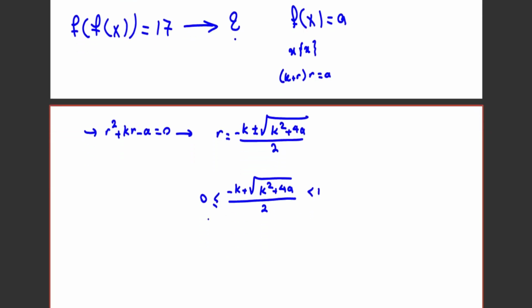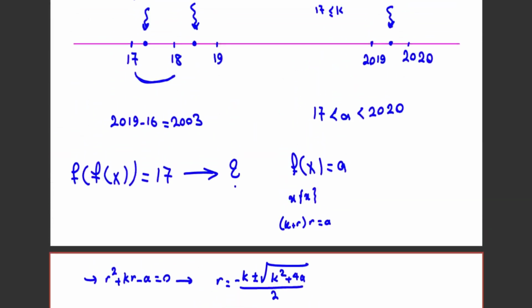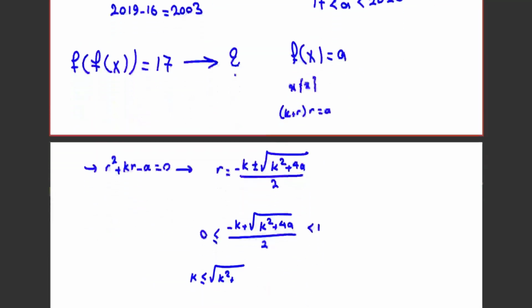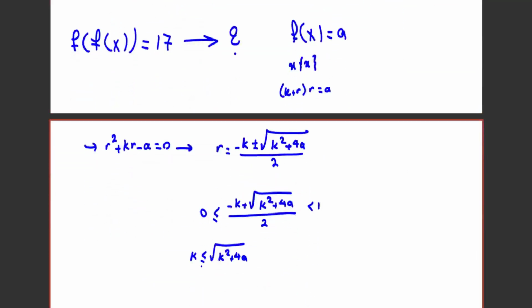If we check this one, we can multiply by 2, then k is less than or equal to the square root of k squared plus 4a. And we know a is greater than 17, right? So k squared plus 4a is obviously correct because if you raise to the power of 2, k squared plus 4a is greater than 0. For the other side, if we multiply by 2, add k, and then raise to the power of 2, it will be k squared plus 4a less than k plus 2 squared, which is k squared plus 4k plus 4. So we can cancel this. We can divide both sides by 4.